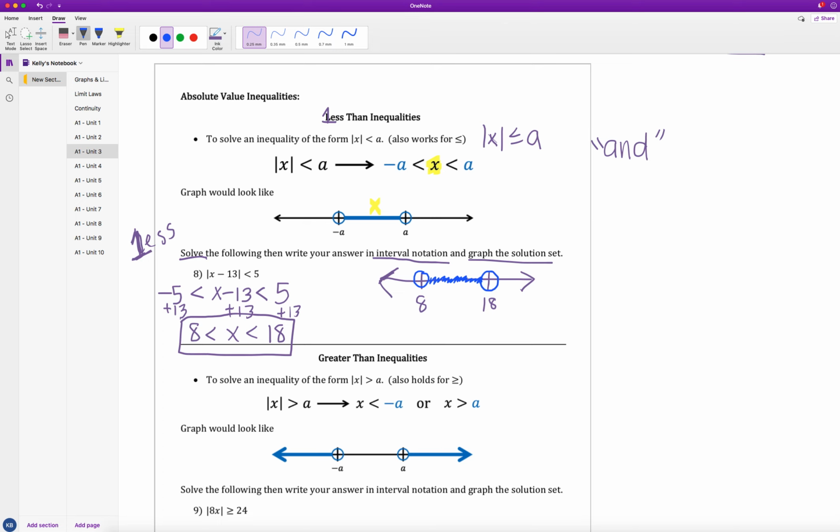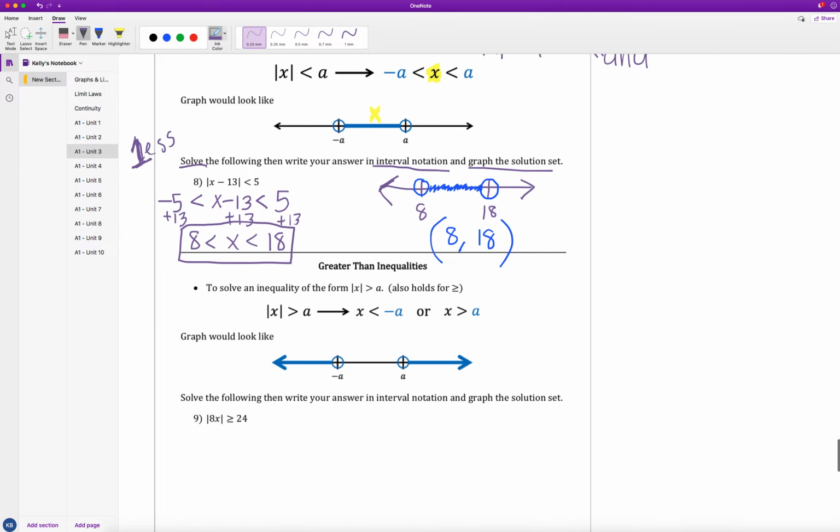In interval notation now, remember that's dealing with our parentheses, our brackets, our infinities if it keeps going, or maybe negative infinities. In this case, we have one section that's bounded. We're going between 8 and 18, and on both of them we get parentheses since we have open circles, meaning I do not want to include the endpoints. So there's our first example of a less than inequality. So remember, a less than becomes an and statement where we sandwich the stuff that is inside the absolute value in between the positive and the negative number.